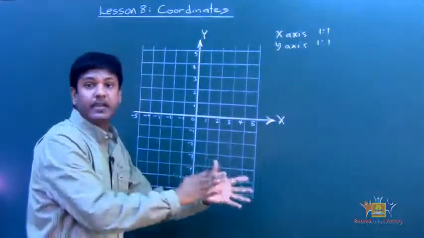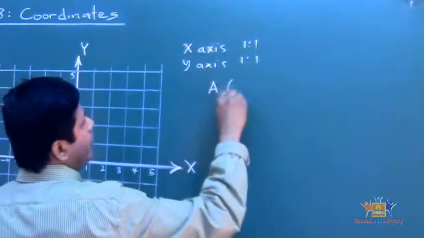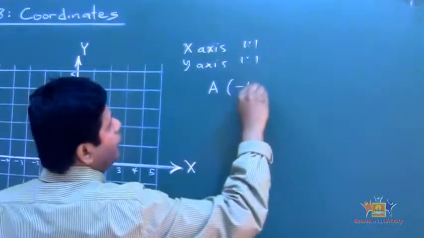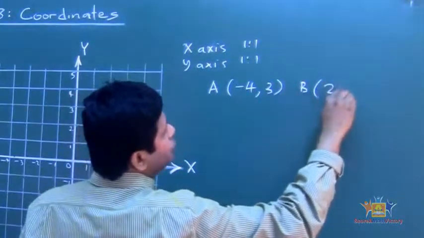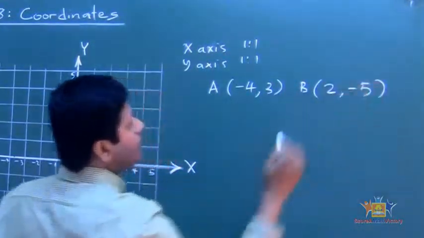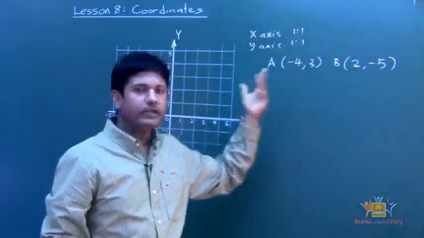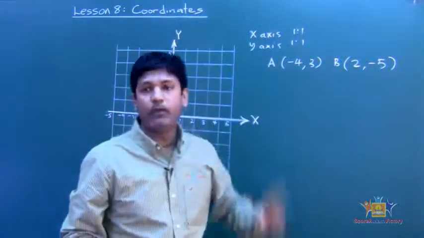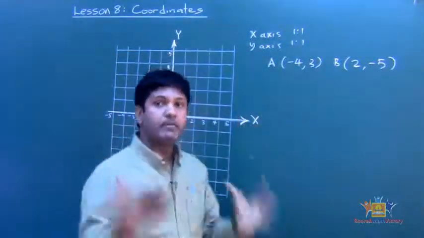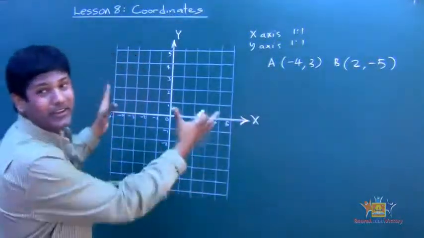Okay, so now let me give you 2 points. Point A's coordinate is -4, 3, and point B is 2, negative 5. I want you to find the midpoint of AB, the midpoint of the line joining point A and point B. In order to find the midpoint, what do we have to do first? Exactly, we've got to plot them on the Cartesian plane.